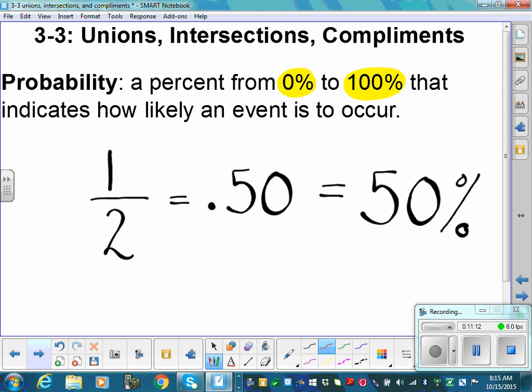So remember, probability is a percent from 0 to 100 that indicates how likely an event is to occur. So once again, probability is a percent from 0 to 100% that indicates how likely it is for an event to occur. So we know we can calculate probability like this, 1 over 2. You take your calculator, 1 divided by 2. So that's 0.50, which means 50% likely to happen.